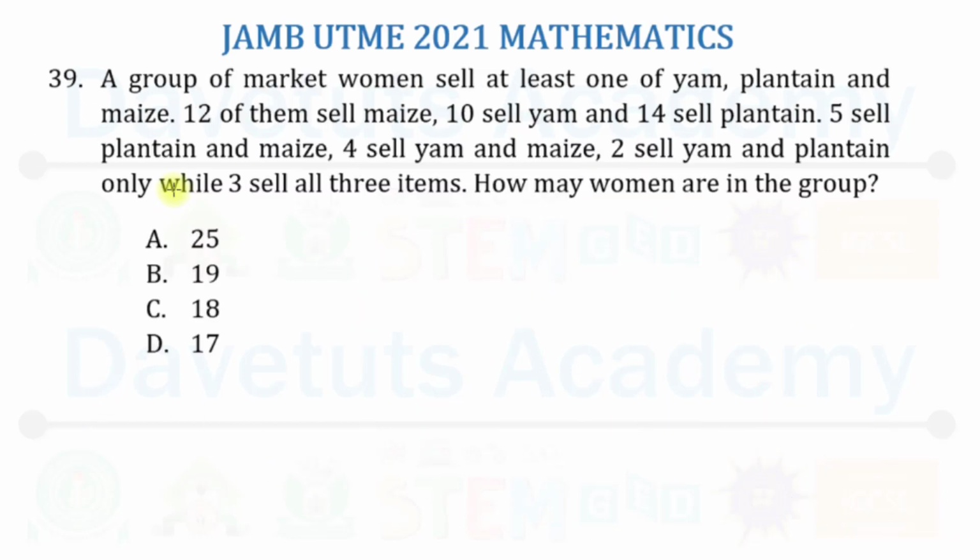Okay? So here in this question on set theory, we're told that a group of market women sell at least 1 of yam, plantain, and maize. Now 12 of them sell maize, 10 sell yam, 14 sell plantain, 5 sell plantain and maize, 4 sell yam and maize, 2 sell yam and plantain only. Okay, so when we are saying that word only, you know that that is something to pay attention to. Then 3 of them sell all 3 items. We have to find the number of women in the group.